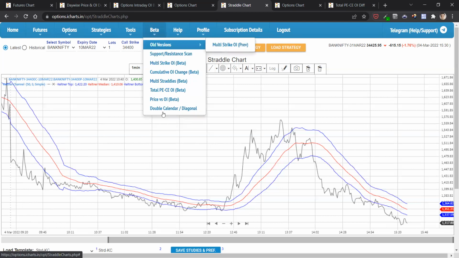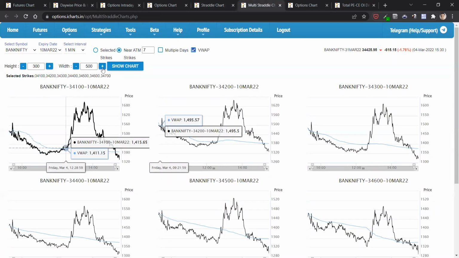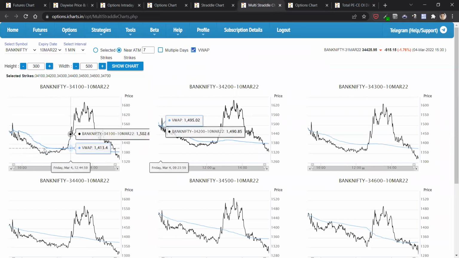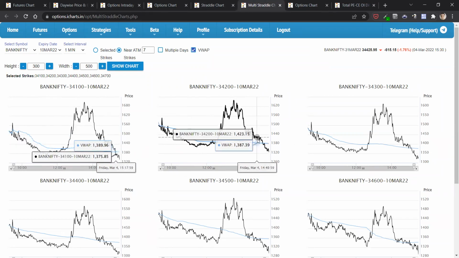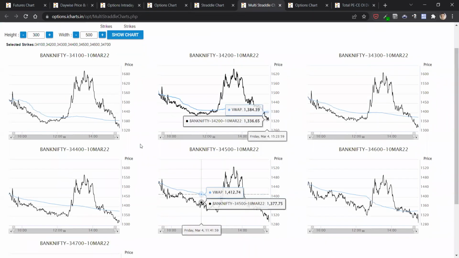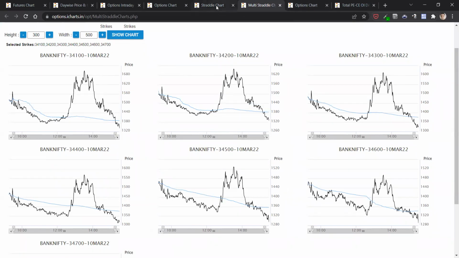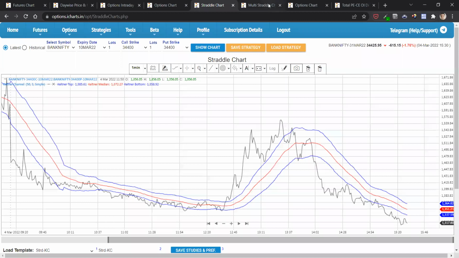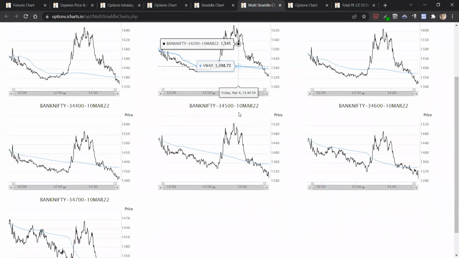We have a beta tool with multi straddles. You can monitor over here which straddles in the morning are trending down. You can take a look, and then you can probably switch and monitor closely based on this. But you can overall monitor this over here.